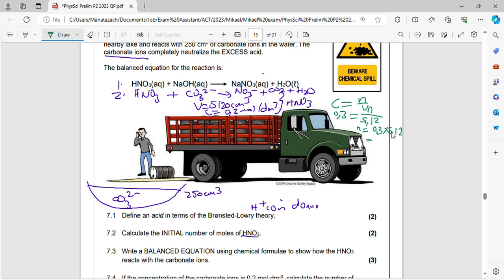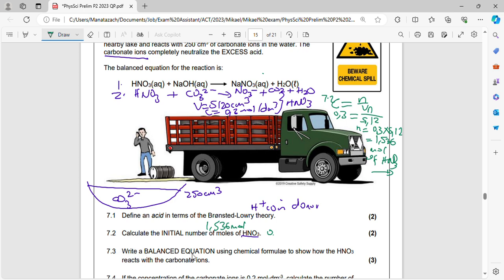That means if you put this on the calculator, it will give us 1.536 mole. Remember, this is of nitric acid. I'll write this as 7.2, sorry, 1.536 mole of nitric acid.